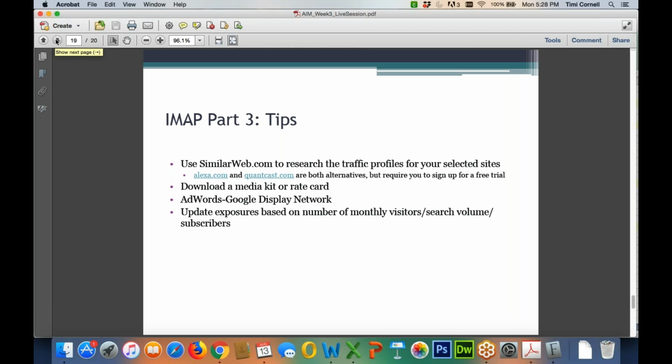And if you have access to AdWords, the Google Display Network is also a great tool for research for this assignment. And then finally, you'll want to update your exposures based on the amount of monthly visitors for both the broad and the targeted campaigns, search volume for branded keywords, and then subscribers for the newsletter sponsorship.